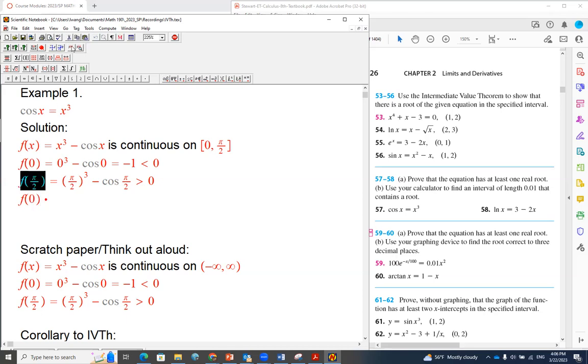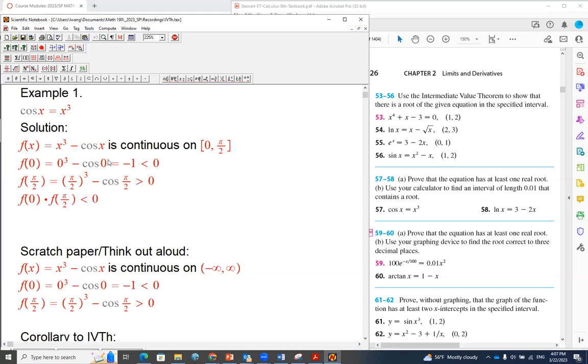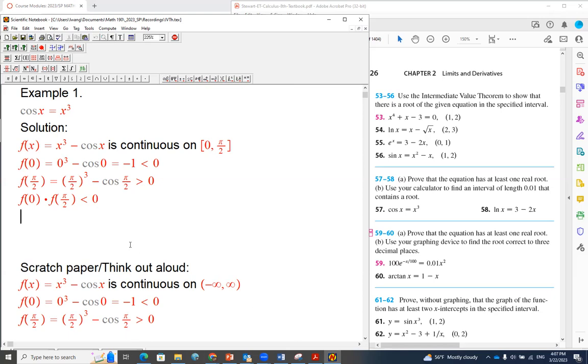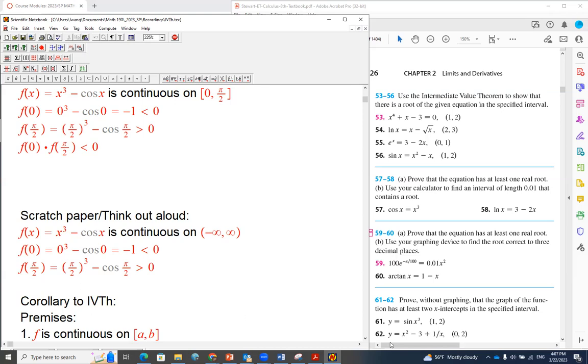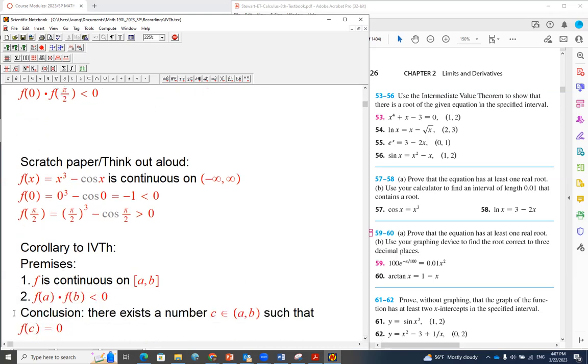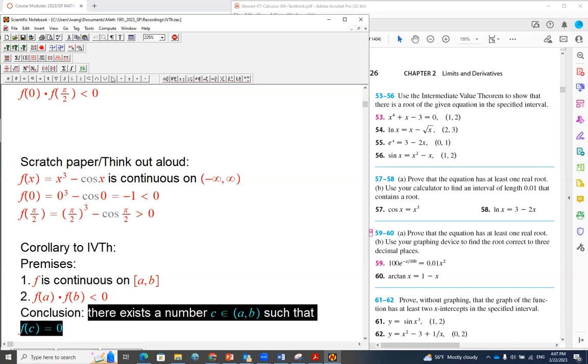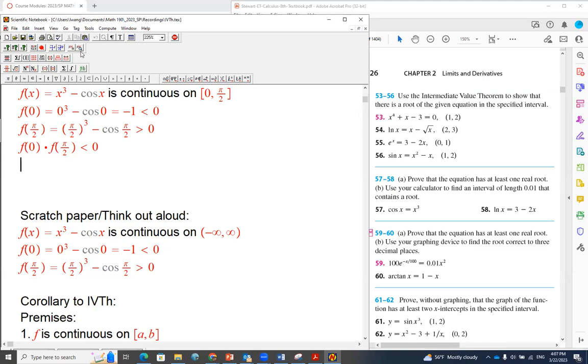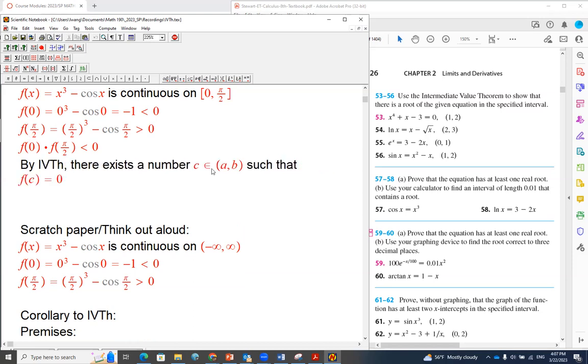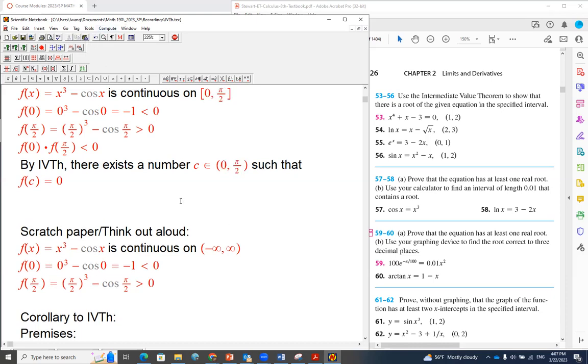By this time, f of 0 multiplied by f of pi over 2 is negative. So the theorem's conditions, the premises, are both satisfied. And then we can apply the conclusion. Then you say there exists. These are the words you like to use: by intermediate value theorem, there exists a number C between 0 and pi over 2, such that f of C is 0. That's the wording you want to use.